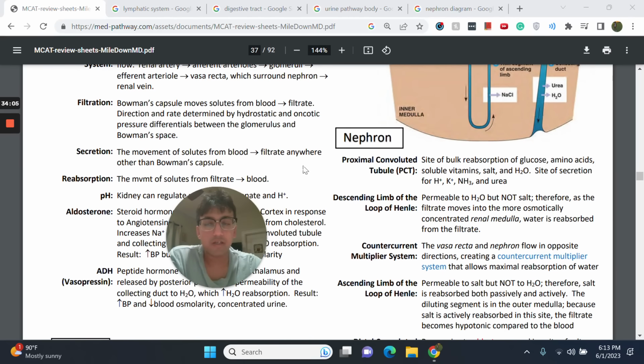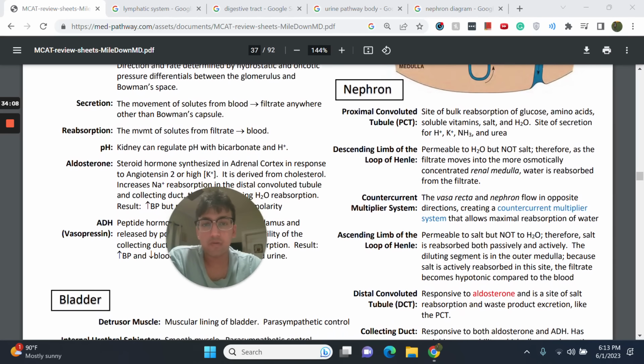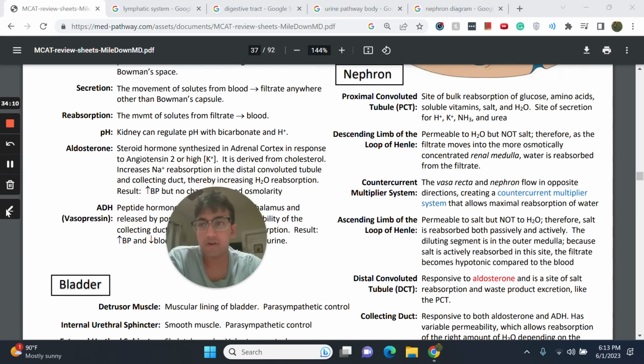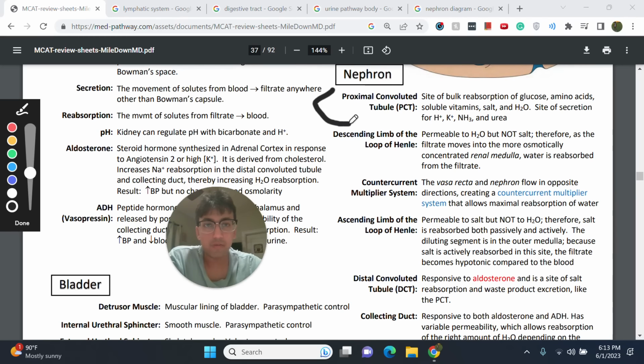This is going to be talking about what parts of the nephron secrete and reabsorb what. So the proximal convoluted tubule is going to try to reabsorb everything that it can that's important. You don't want to get rid of glucose in your urine. You don't want to get rid of amino acids. You don't want to get rid of vitamins, salt. Some water is going to be reabsorbed. So all of these things are going to be reabsorbed from the proximal convoluted tubule. Secretion, you'll have secretion of H+, K+, NH3, urea.